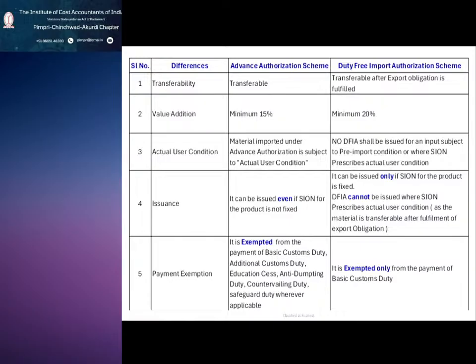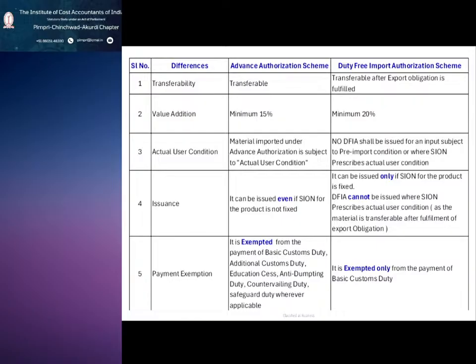So the duty is not applicable here. Whereas the actual user condition means it is subject to the advance authorization scheme, and here it is not applicable. Then you can use the same terms also, like no DFIA issued where SION, that is standard input output norms, prescribes actual user condition. That much is also sufficient.